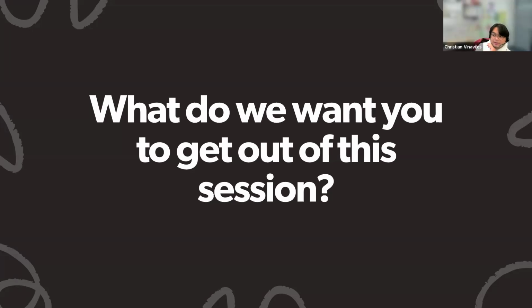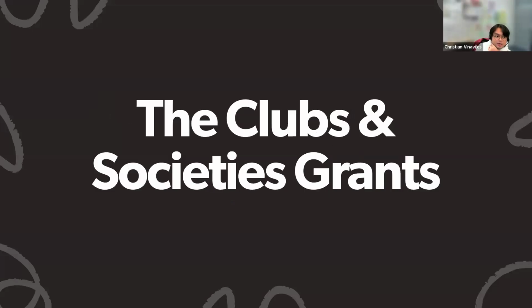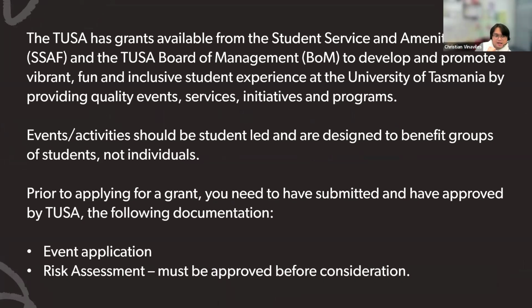All right. So we'll go ahead and talk about different things in relation to that as well. This is about the Club Society's grants, so just a little bit of an overview of grants. Please feel free to stop me if you have any questions, and Ingrid as well. UTAS grants are available from SAF, our student services and amenities fee, which students pay as a percentage amount per unit that you study. SAF and our board of management pay us to promote a vibrant, fun and inclusive student experience at UTAS by running quality events, services, programs and initiatives, so everything that clubs run. It's designed to benefit groups of students, not just individual students. That's basically what a grant is.